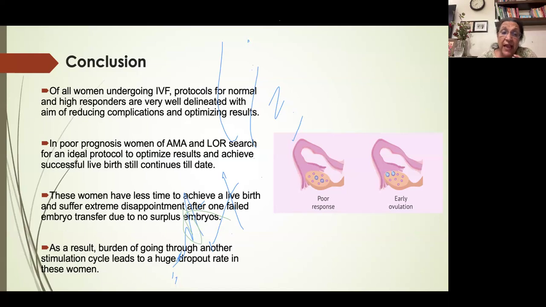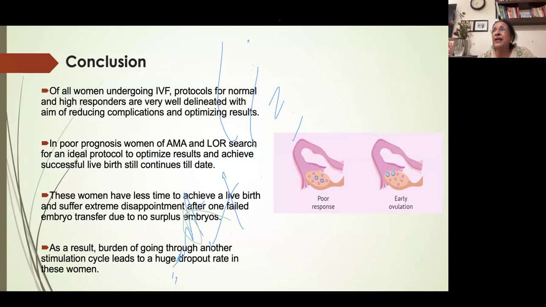These women have less time also because of their age to achieve a live birth. And every time an unsuccessful pregnancy or an unsuccessful attempt of IVF takes them forward by 3 to 6 months to come back for a second cycle. And the problem goes on multiplying. As a result, the burden of going through another stimulation cycle leads to a huge dropout rate in these women, or they opt for donor eggs.